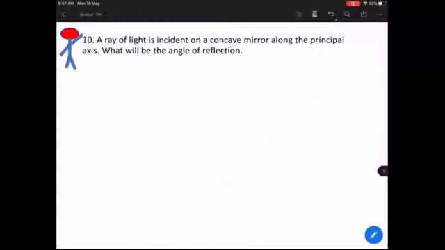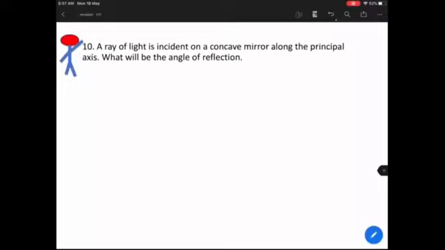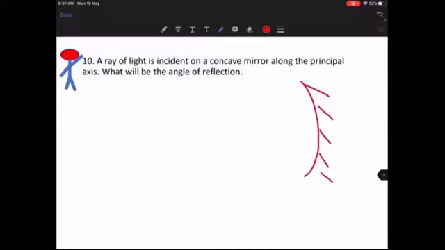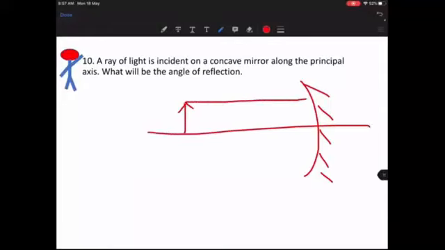Okay, a ray of light is incident on a concave mirror along the principal axis. What will be the angle of reflection? There is a ray which is incident on, okay, so suppose this is a concave mirror. This is it. So there is a light ray which is coming like this. If it is incident here on the concave mirror, what is going to be the angle of reflection?